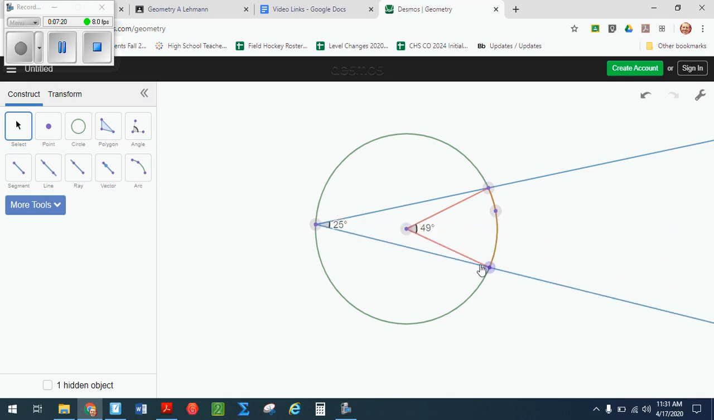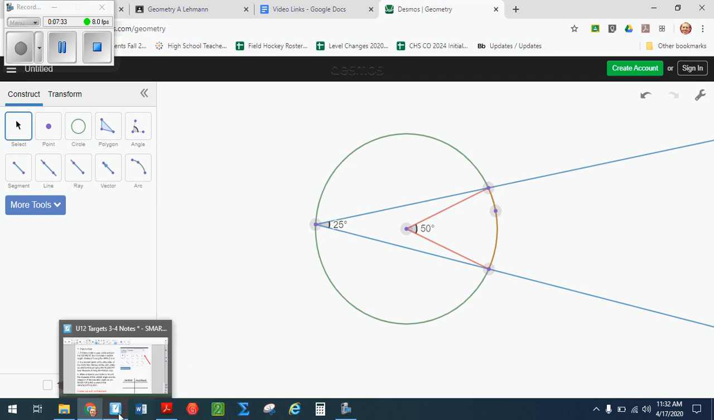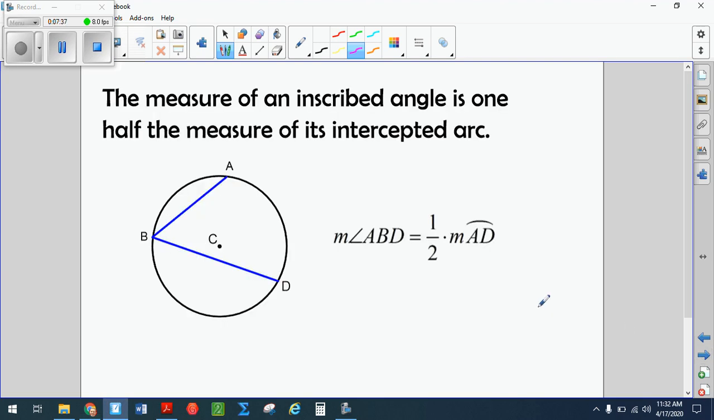So hopefully you can see, no matter where I go, I'm going to go back to 50 and 25. The measure of my central angle is always double the measure of the inscribed angle. Or another way to say that, the measure of the inscribed angle is always half the measure of the arc. So here's the theorem for that. The measure of an inscribed angle is 1/2 the measure of its intercepted arc.